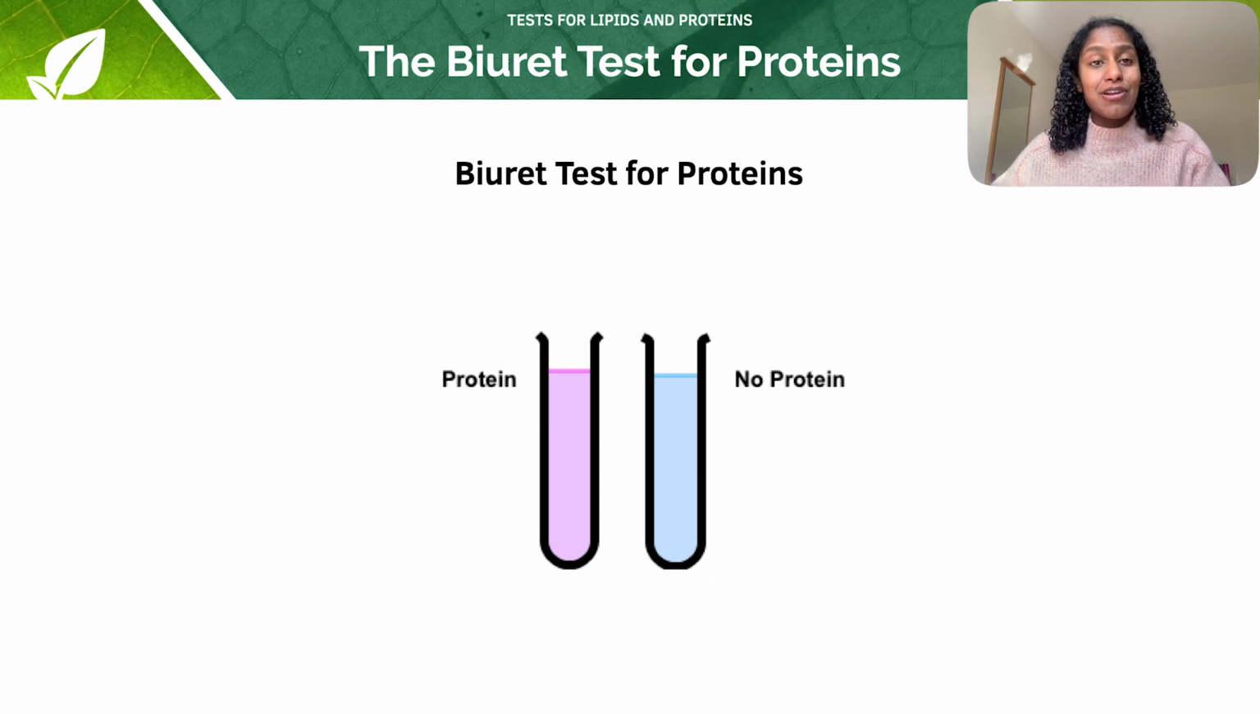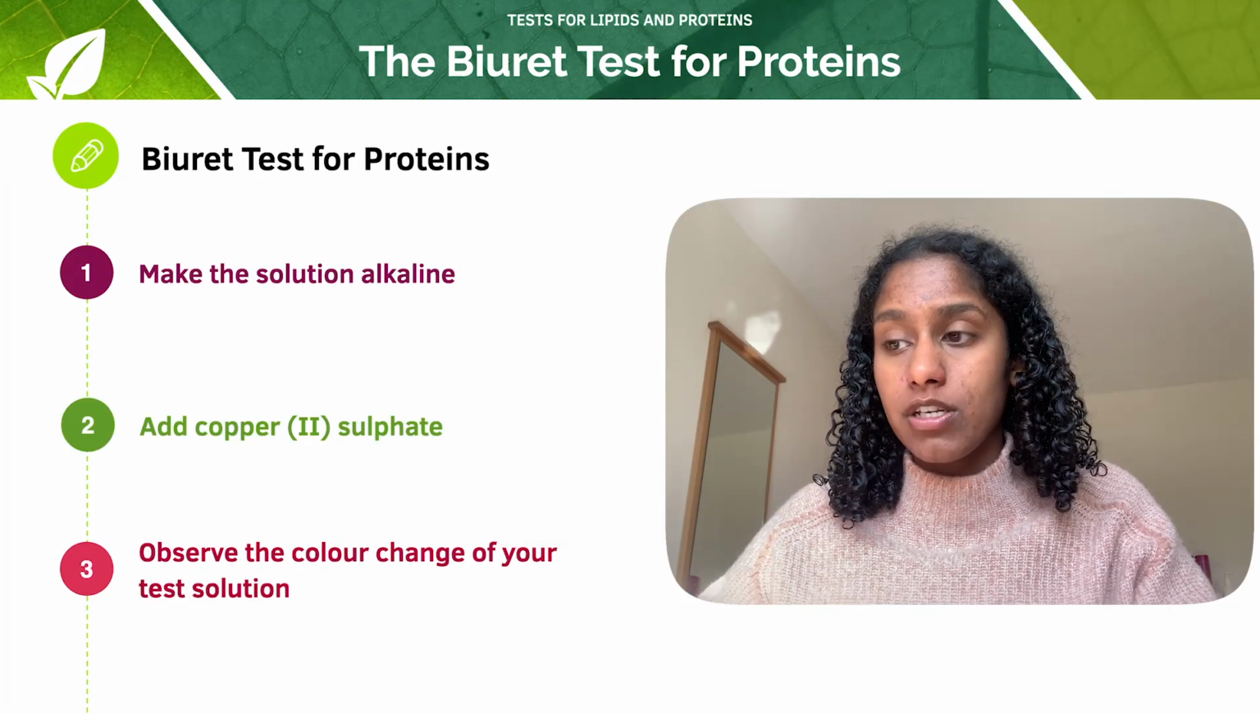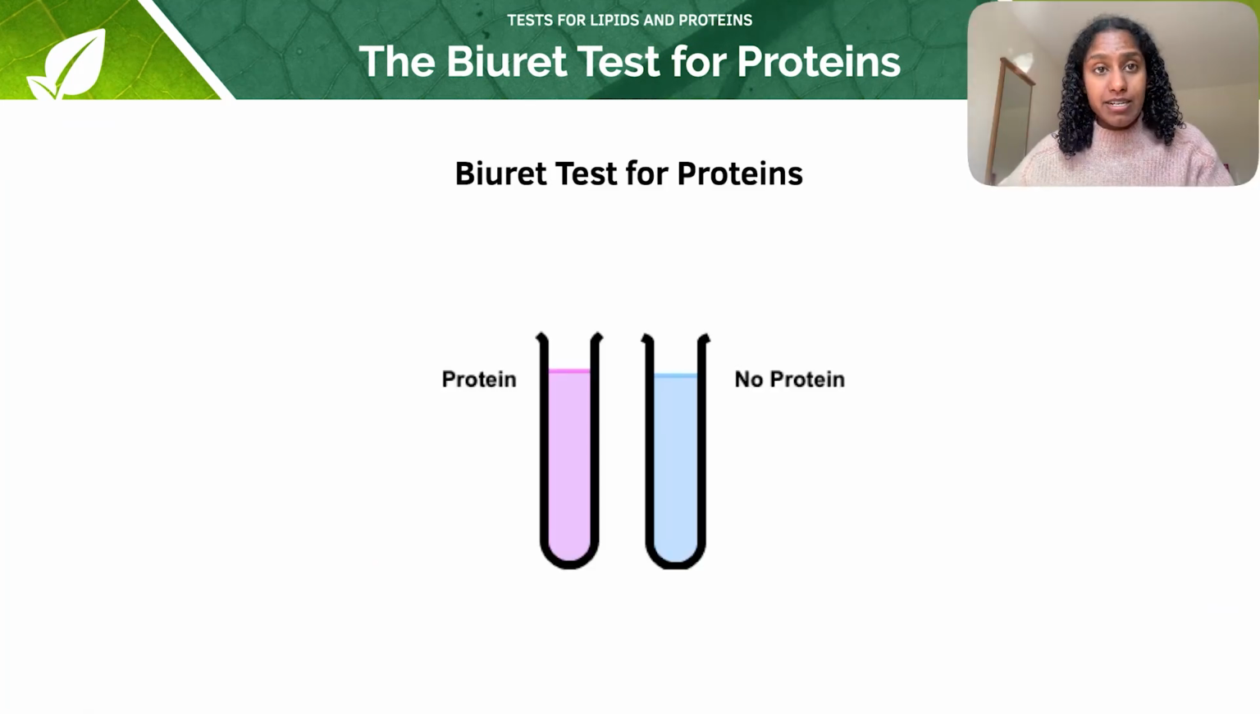So again, this is just another result of an investigation that you just have to commit to memory, a bit like how you have to commit to memory that with the emulsion test for lipids, we will get a milky white emulsion if lipids are present. So in the Biuret test, we're getting a nice purple solution if proteins are present.